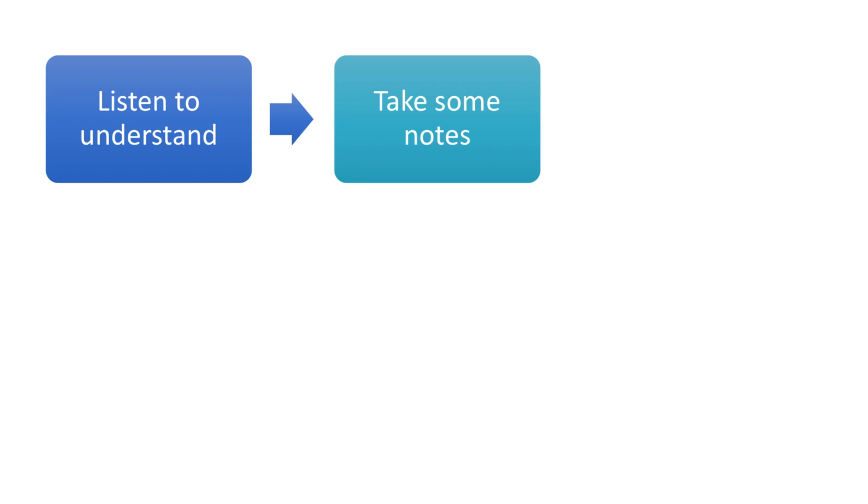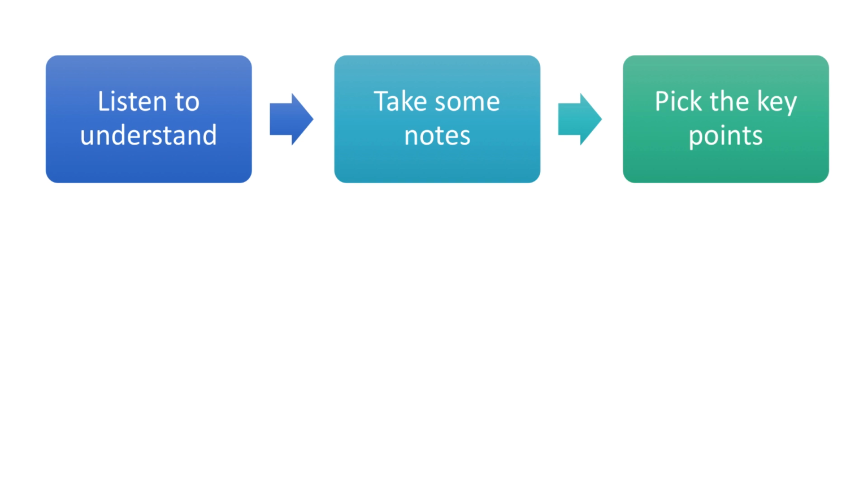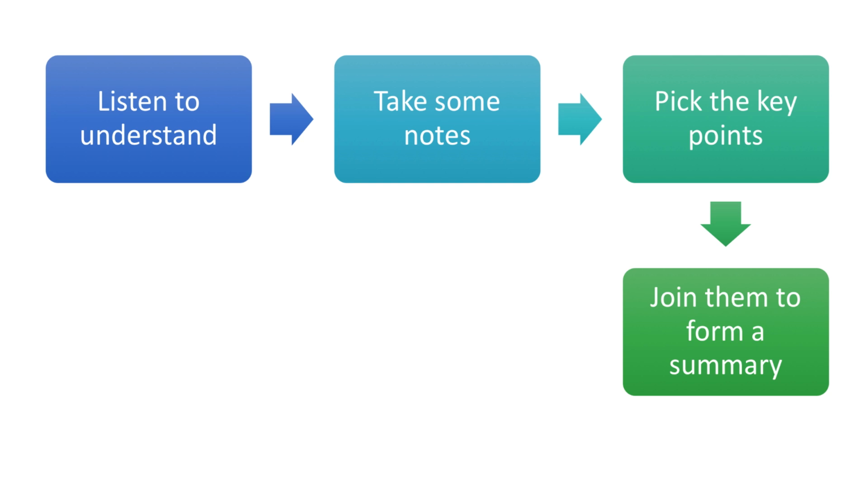Take some notes. By that I don't mean that you have to write whole sentences, but just some small notes. Maybe write down the dates, the words which you think are important, draw arrows between the words to show that they are related. So take some notes, pick the key points. Once you've done that, you should be able to tell what the key points are, and then join the key points to form a summary.